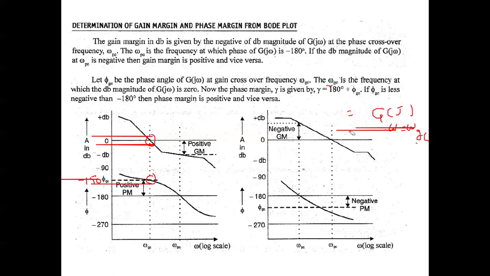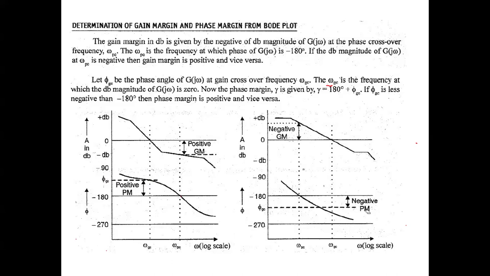So here, coming to the conclusion of phase margin and gain margin: when the phase value is less than minus 180 degrees, you will get a positive phase margin. If the value is greater than minus 180, then you will get a negative phase margin. Did you get it? When do you get a positive gain margin, and when a negative gain margin? Similarly, when do you get a positive phase margin, and when a negative phase margin?